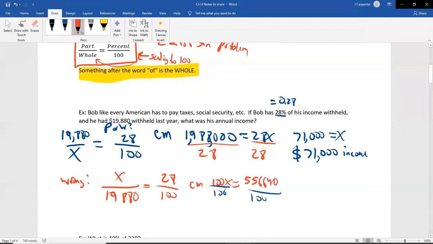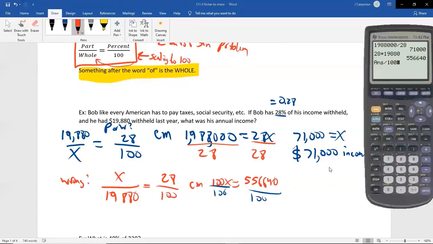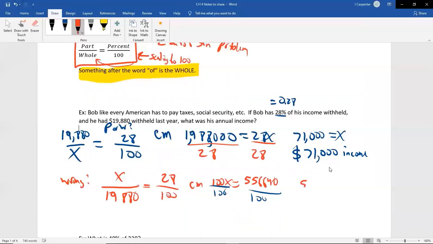Again, this is wrong. Divide by 100. And we get 5,566.40, since that's our money income. Question mark? We made $5,000. We made $5,500 and Uncle Sam took 20 grand. That makes no sense. How are we making $5,000 but Uncle Sam takes 20 grand?